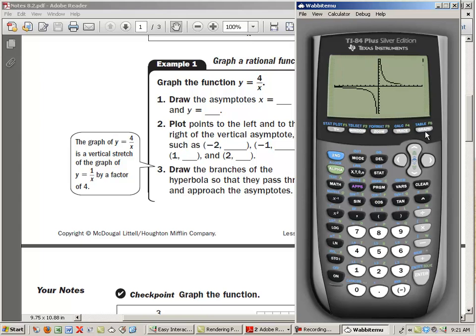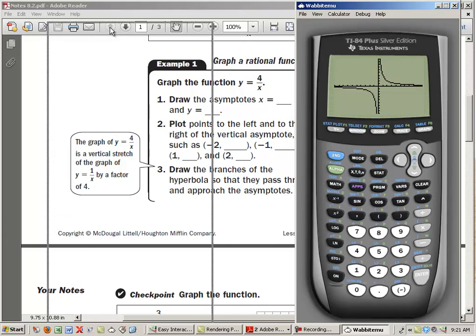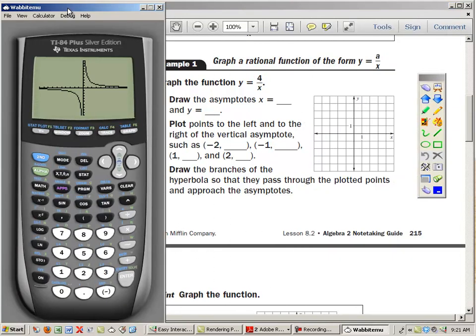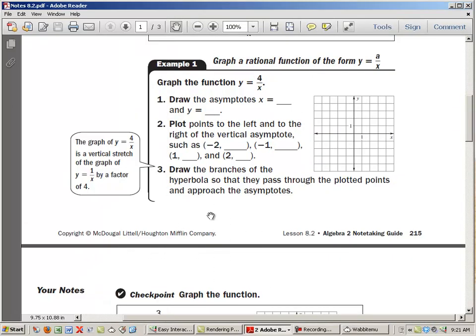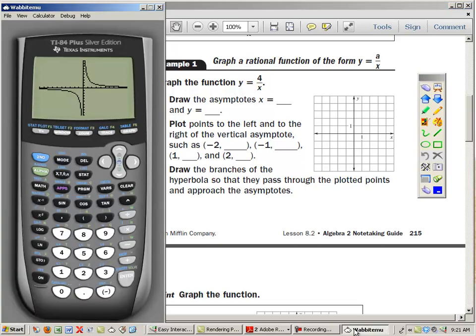It looks like I am, and so we'll go ahead and take a peek at that graph. And again, as I said before, here's your hyperbola. We've got two branches to that hyperbola, and let's slide this over here so that we can see our notes as well. All right, we need to plot some points to the left and to the right of this. So let's put some points on the left-hand side of our vertical asymptote. We're going to go back over here.